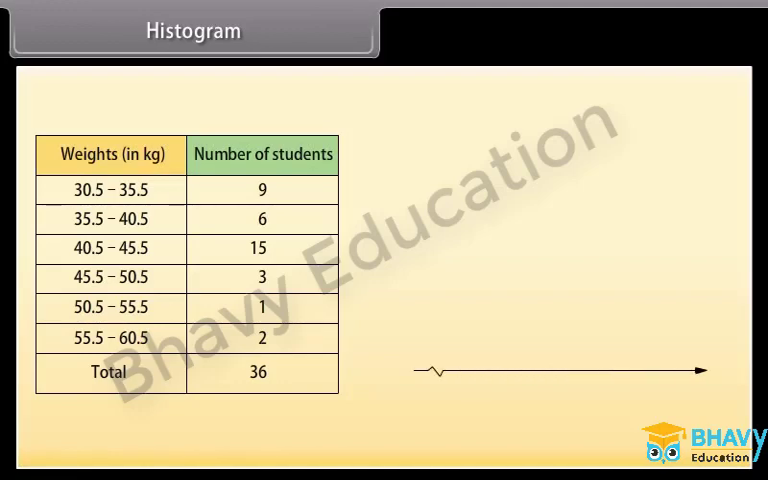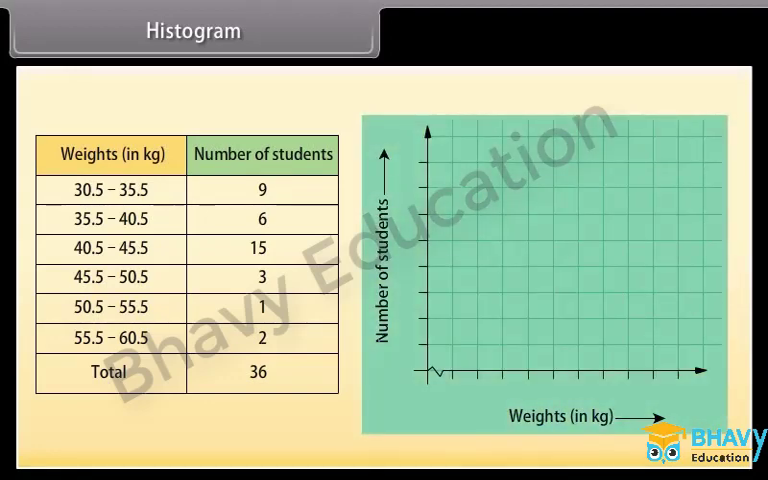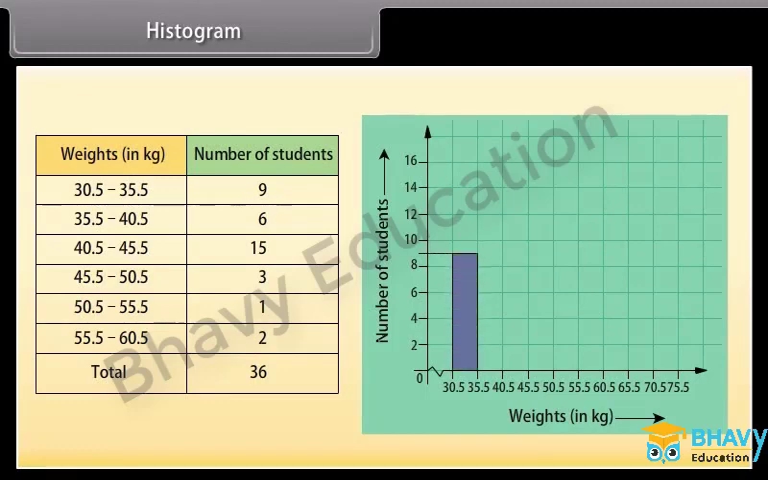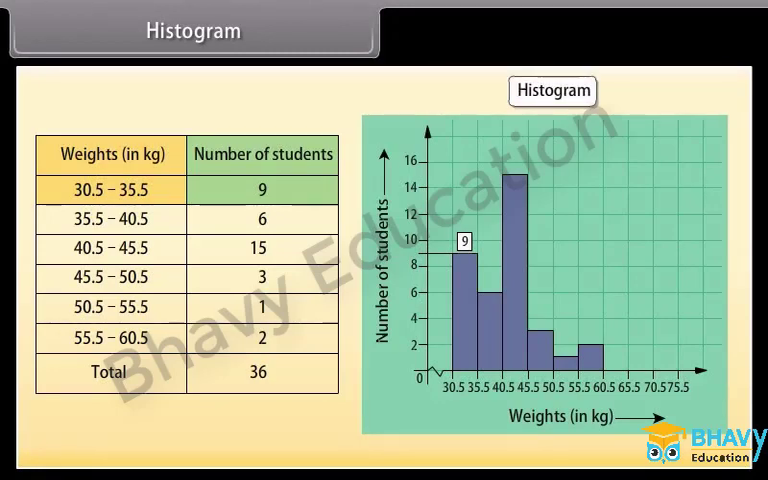To plot the histogram, we represent the weights on the horizontal axis and the number of students on the vertical axis. Since the maximum frequency is 15, we need to choose this scale to accommodate the maximum frequency. Also, since the first class interval is starting from 30.5 and not 0, we show it on the graph by marking a break on the axis. Let us now draw the rectangle for the class interval 30.5 minus 35.5 of length 9 cm. Similarly, we draw the other rectangles. This is called a histogram.